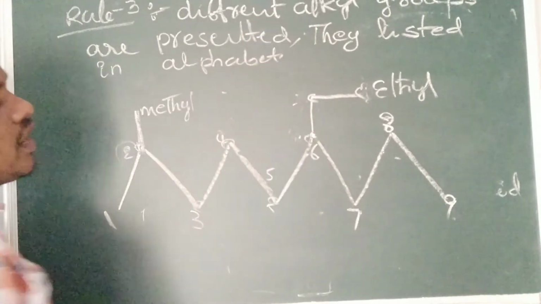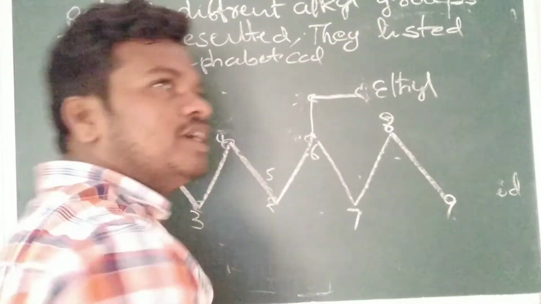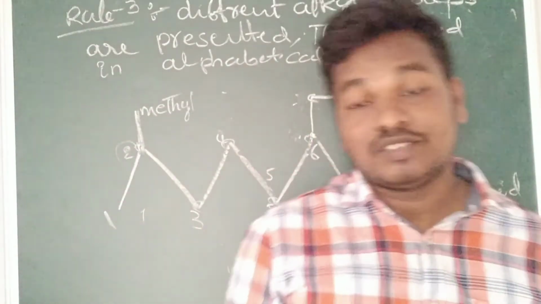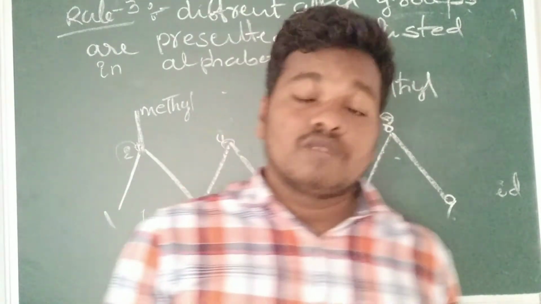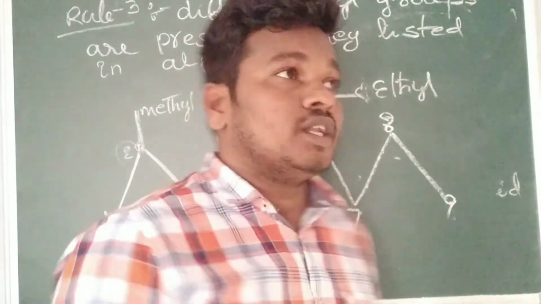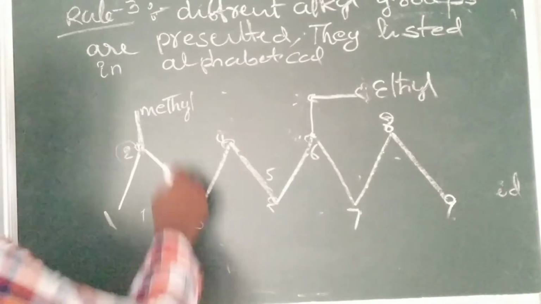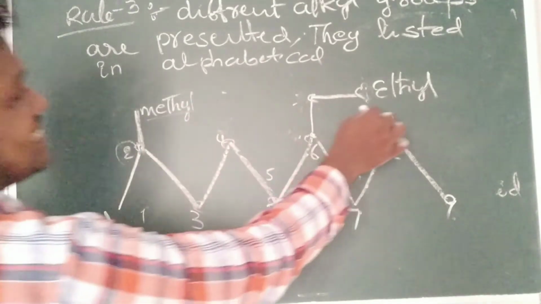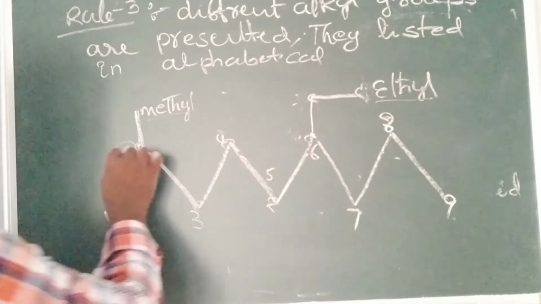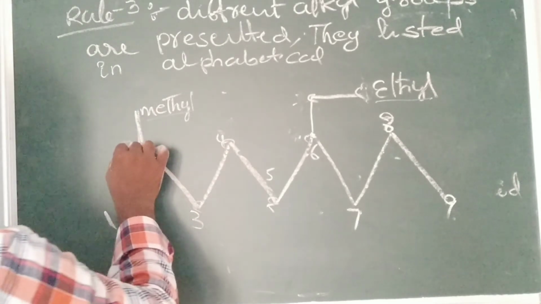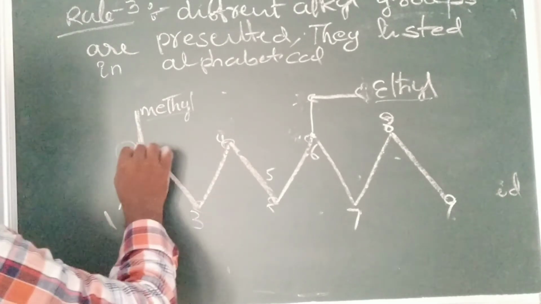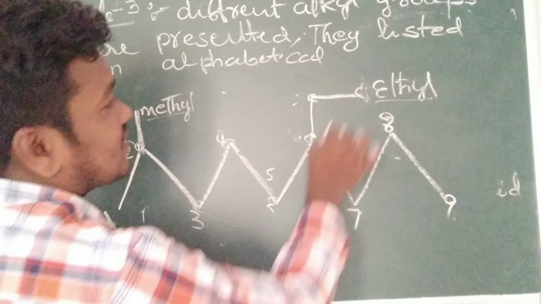So to learn chemistry, the alphabet is also very, very important. A, B, C, which alphabet will come first, which will come next. So here you have to identify that a methyl group is present and an ethyl group is present. The methyl group is present on the second carbon. The ethyl group is present on the sixth carbon.